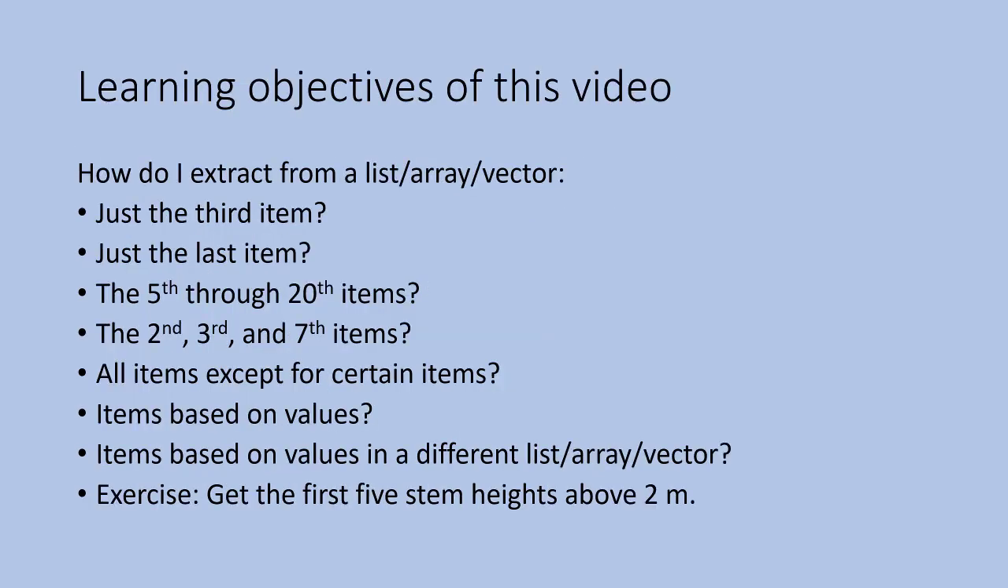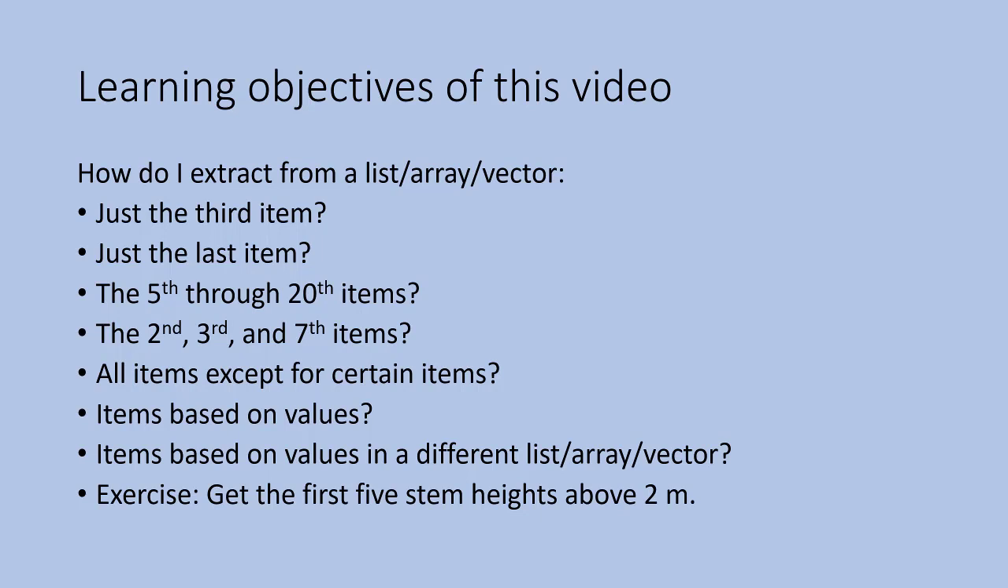Okay, so here are the specific learning objectives of this video, in case you don't really know what I mean by indexing and slicing. So from those one-dimensional collections of values, your list or array or vector, depending on what we're talking about. So what I just showed you was an example where we got the 15th value. So for example, how could I get the third value or something like that? If I just want the last value, how would I get that one? Say I want a subset, like I want to get items 5 through 20. How would I do that?